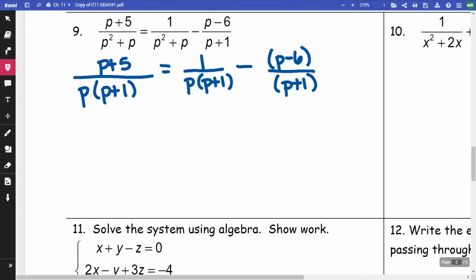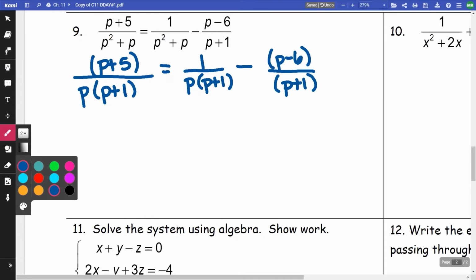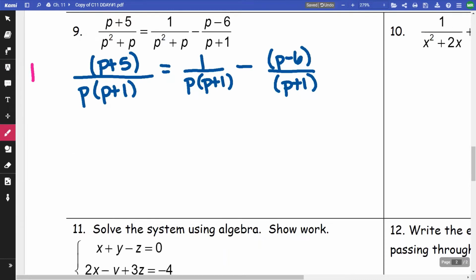So we want to multiply everything by something or some things that will get rid of each denominator. So I'm going to multiply, let me just put parentheses around this. I'm going to multiply every single term by a p and a p plus 1. I'm not doing it top and bottom. I'm not going to be trying to get common denominators. I am trying to cancel out. Maybe let me do it like this. I'm going to copy this.